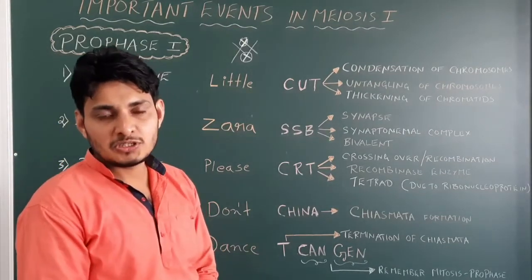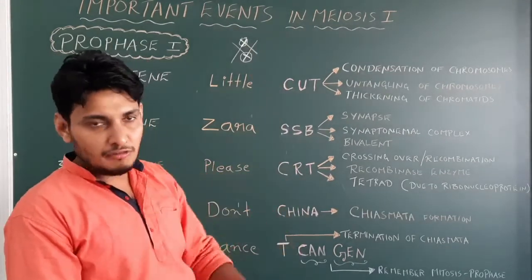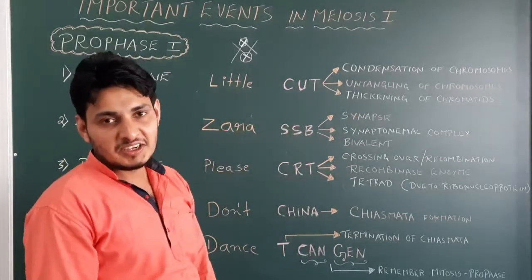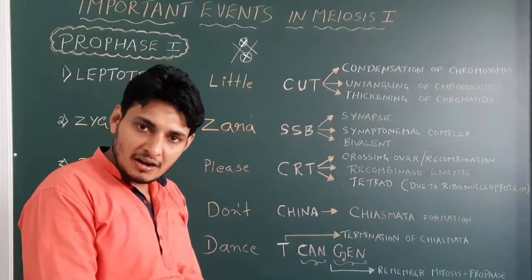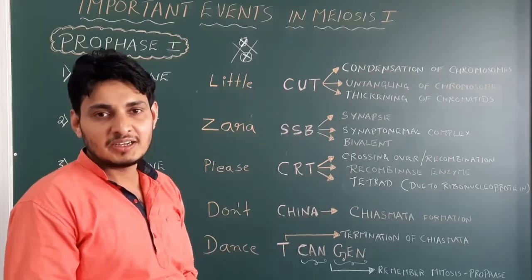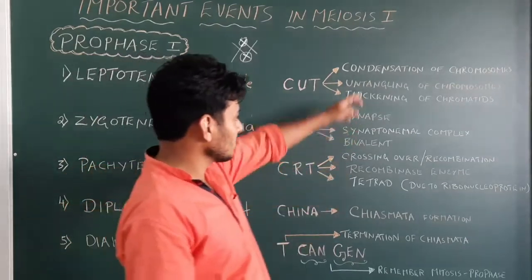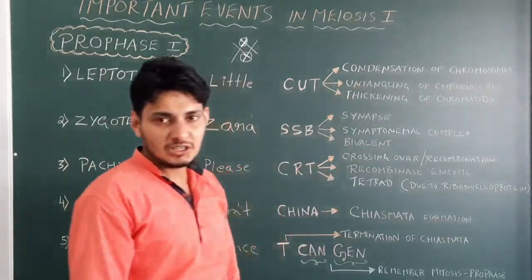Easy. Little Zara, please don't dance. That is the order of phases in prophase 1. Then cut, state and syndicate bank and put them in a card and go to China and drink tea, can, gen. Just arrange it, it will be easy for you. Okay, so that's all about it from this session.